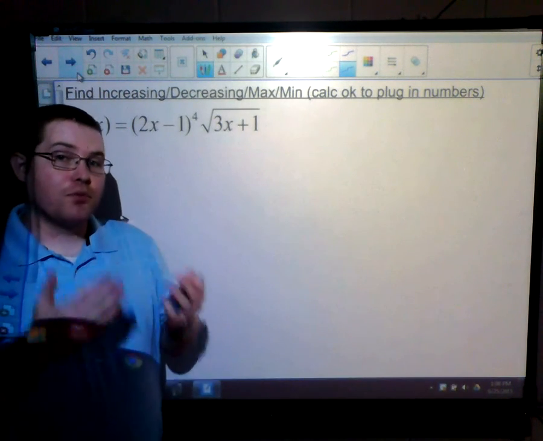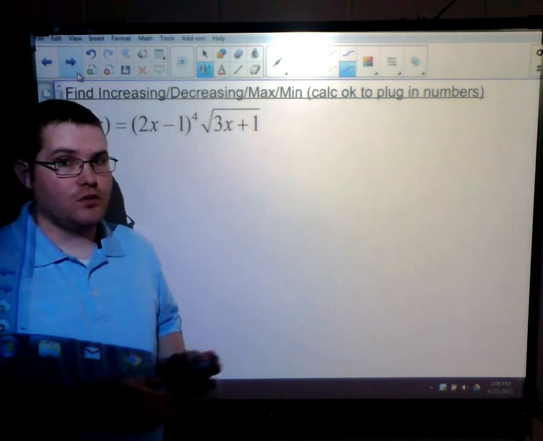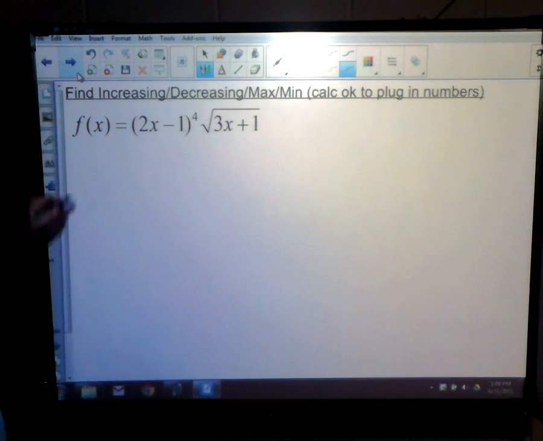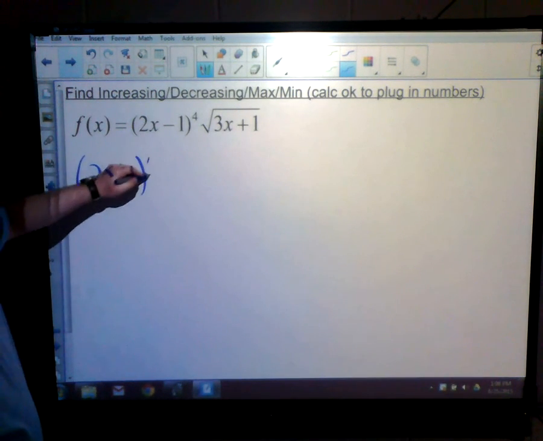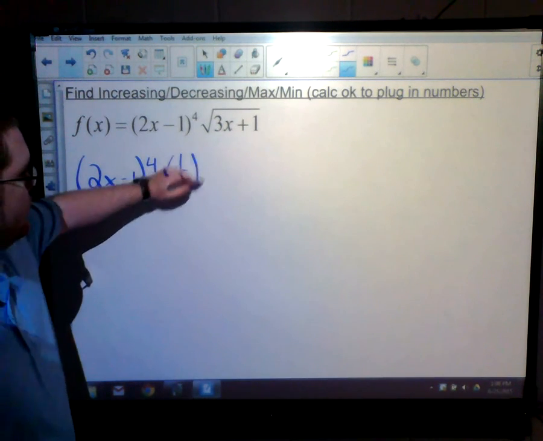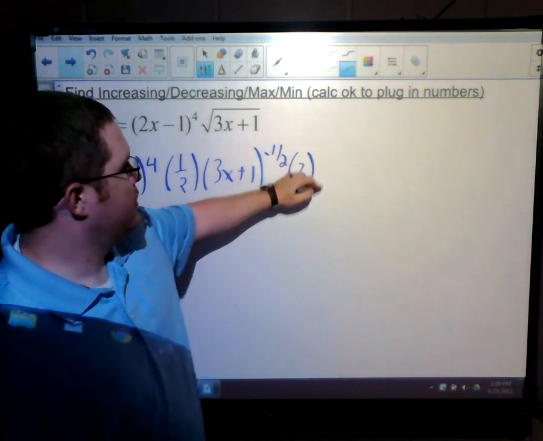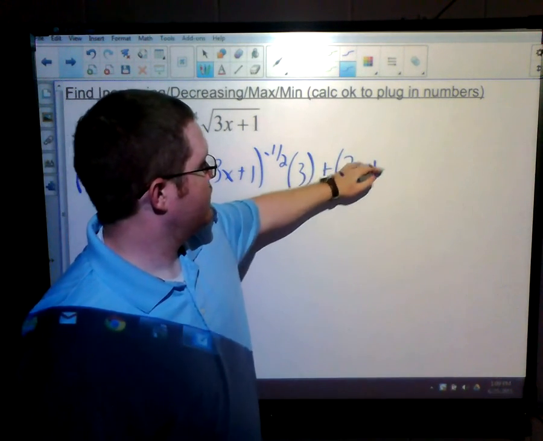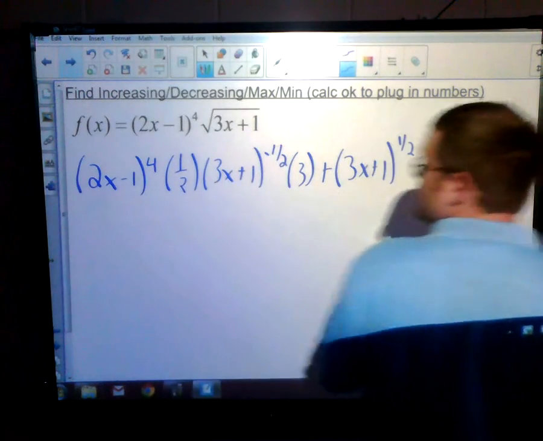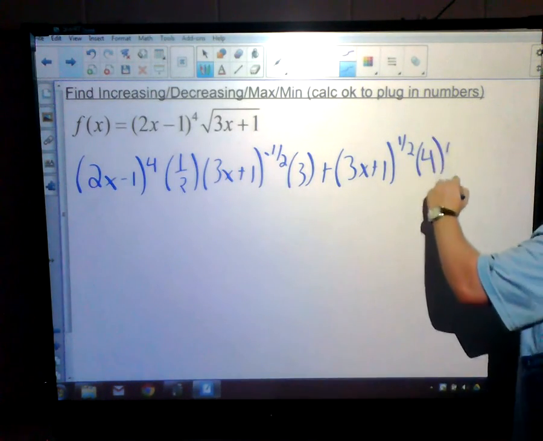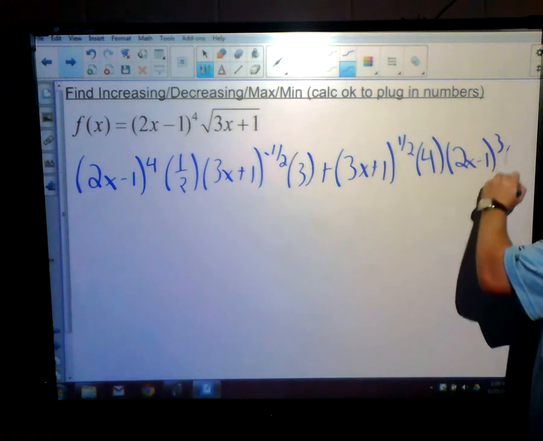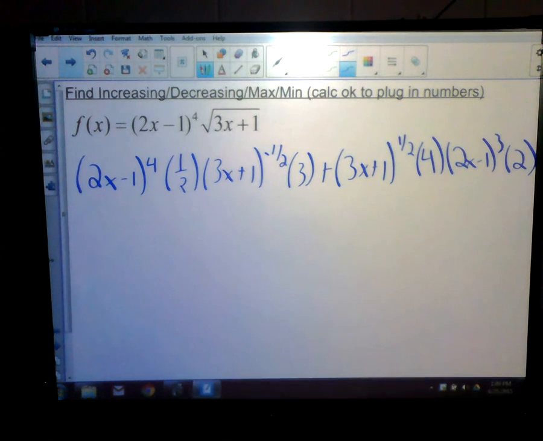Okay? This is a product rule, and it's a chain rule. So this is going to take a little bit of time. First, derivative second, plus second, derivative first. Okay? If you're having trouble with that, you're not going to understand the rest of this. But that's a product rule with chain rule derivative.